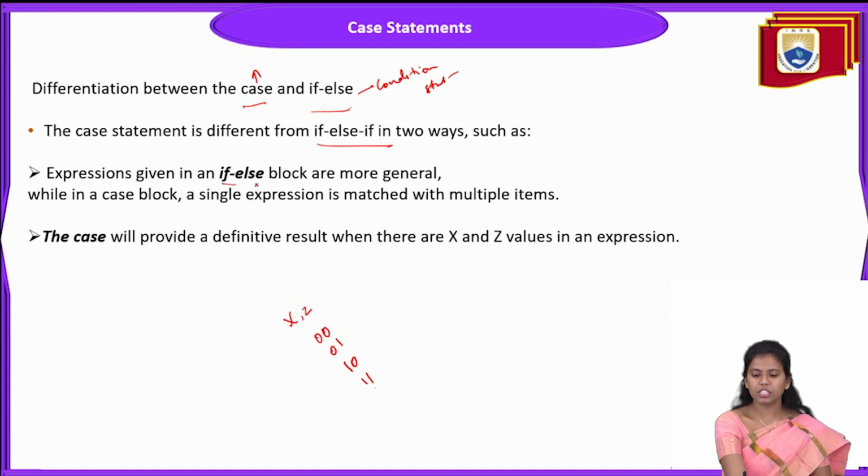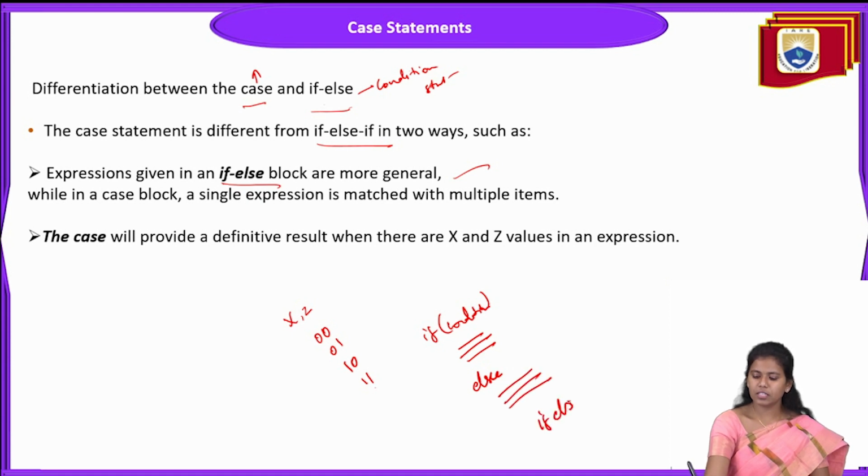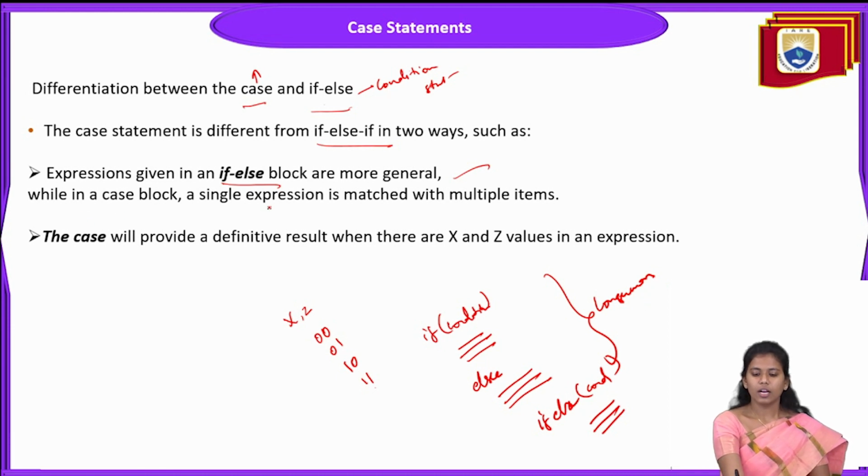Expressions given in an if else block are more general. Whatever expressions we give in the if else condition, the if is followed by the condition, and then followed by the statement, and then the else if is followed by the statement, and the else condition is followed by the statement. So this is common. While in a case block, a single expression is matched with multiple items.